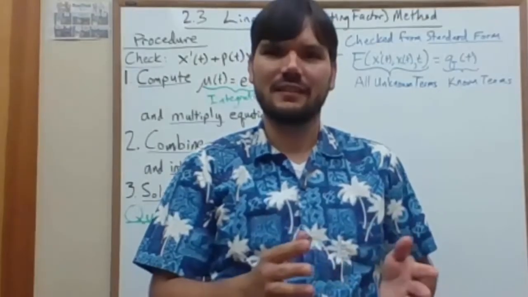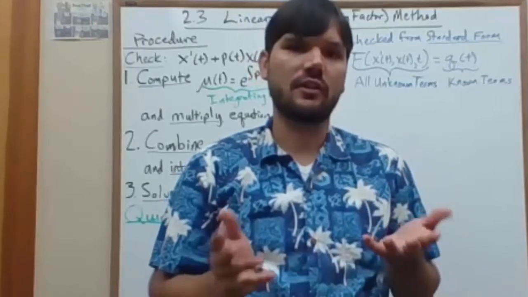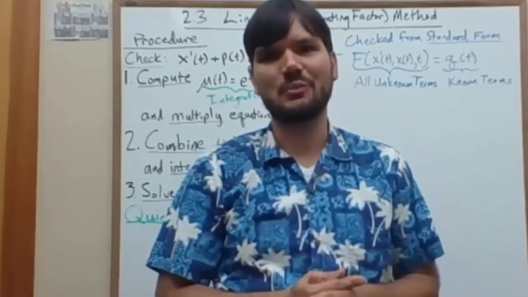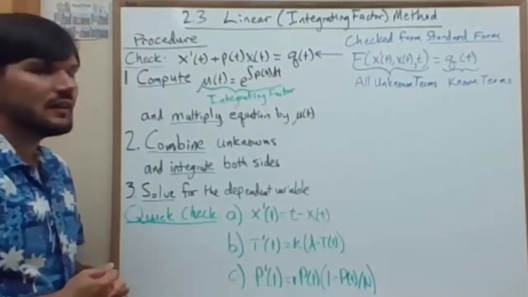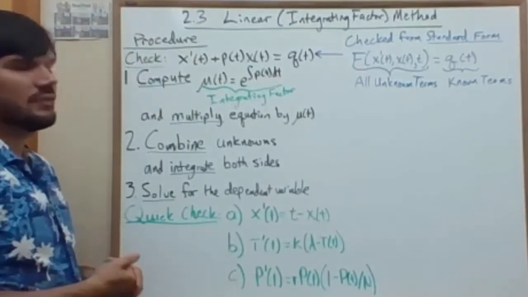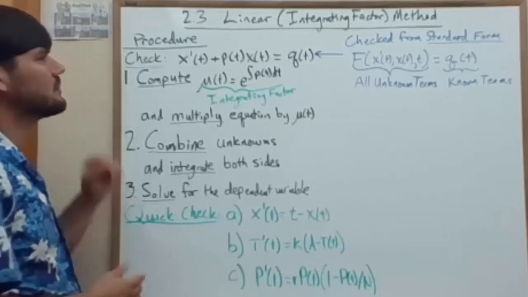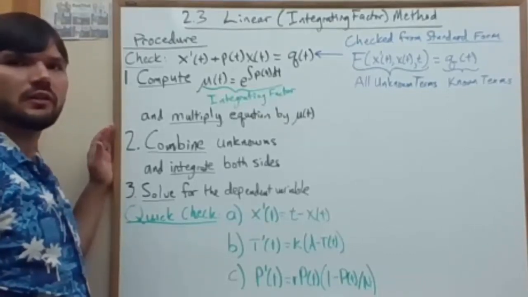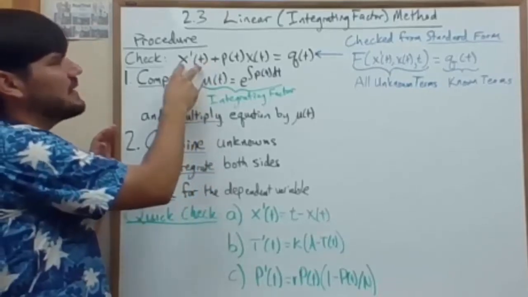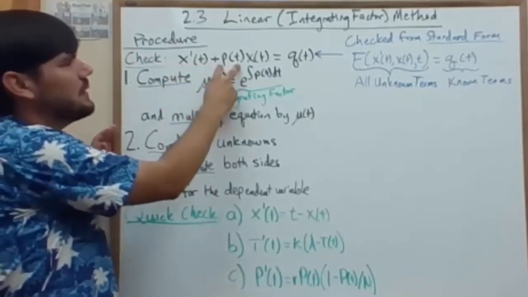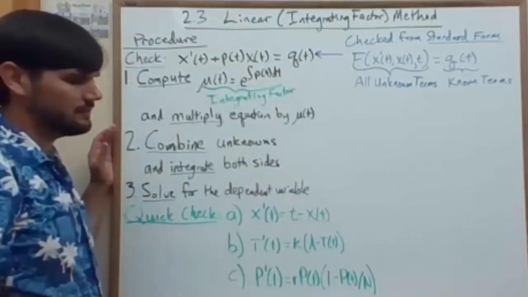Welcome back. Now we're going to look at the linear or integrating factor method from section 2.3. Let's start off, as with any method, with the check. For the linear method, we're looking for a first-order differential equation, which is written in the form x prime plus p of t times x equals q of t.